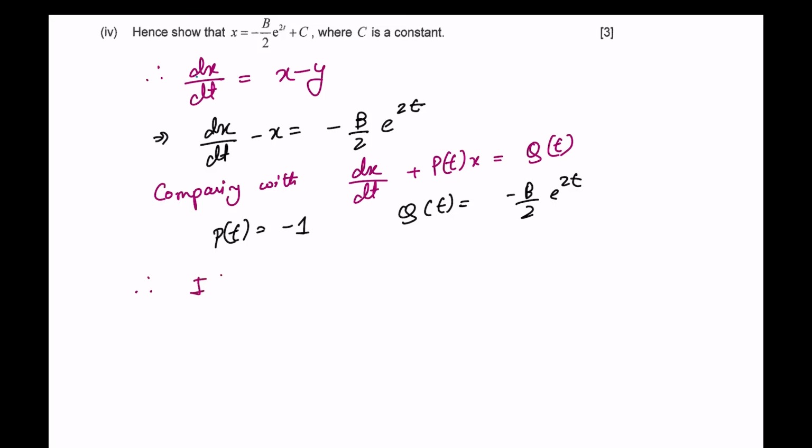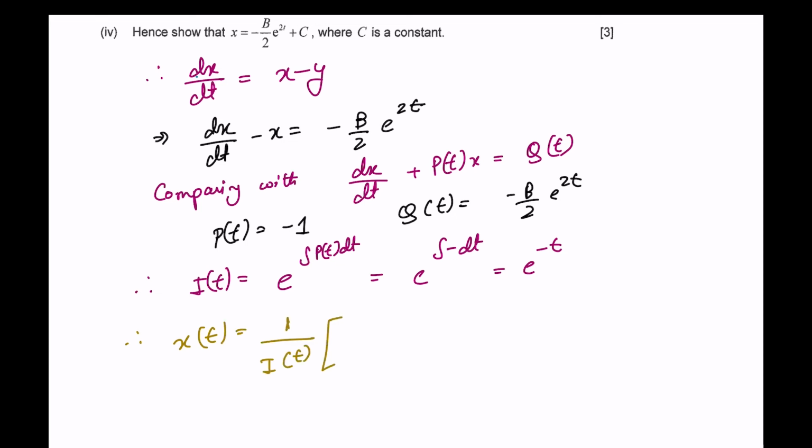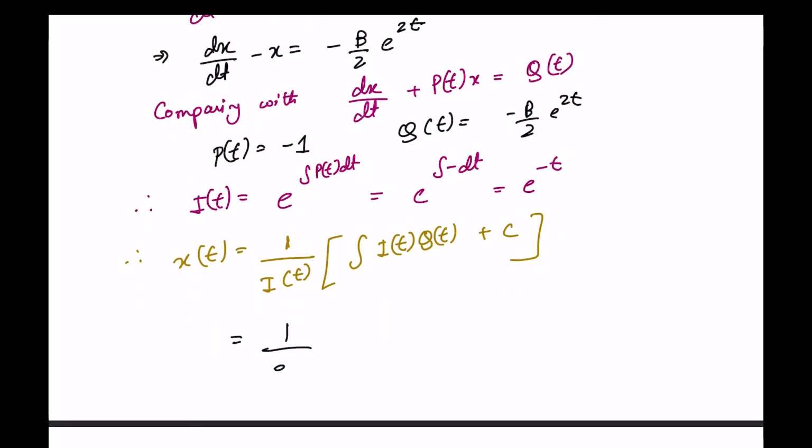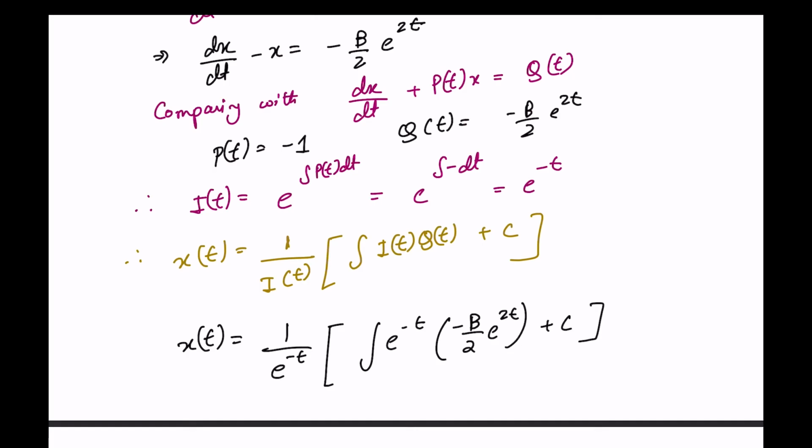So firstly we have to find the integrating factor. This is e to the power of integral of p(t) dt, e to the power of integral of minus dt, so it will be e to the power of minus t. And the solution of this differential equation will be in this form: 1 by I(t) times integral of I(t) q(t) plus c. c is the constant of integration, so it would be 1 by e to the power of minus t. This is x(t). It is e to the power of minus t. q(t) is minus b by 2 e to the power of 2t, ends with a plus c.